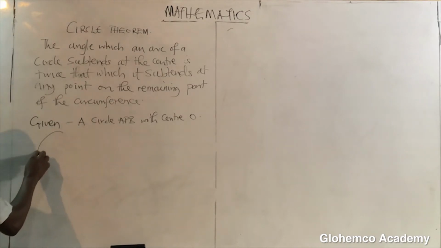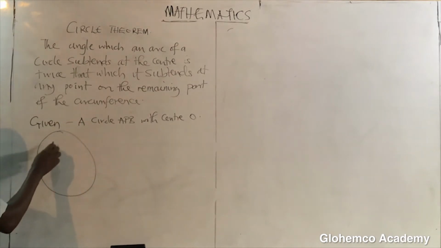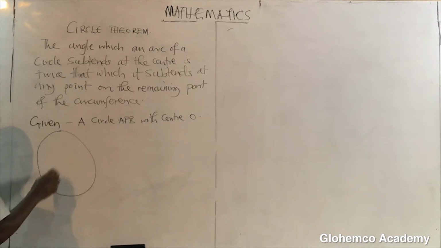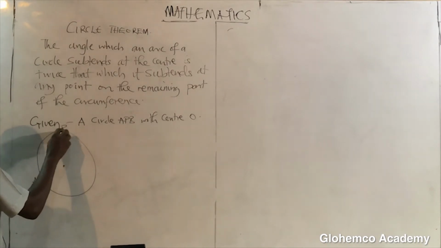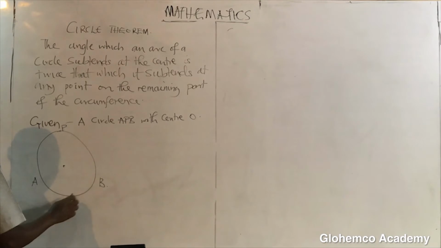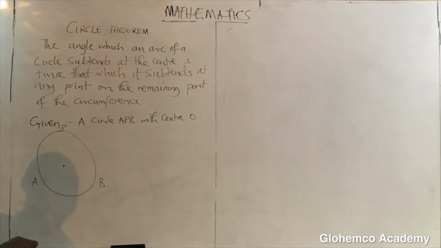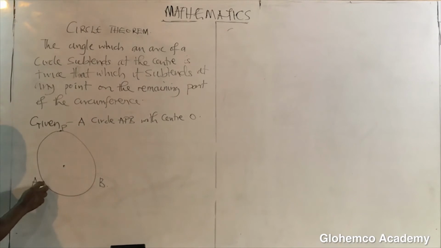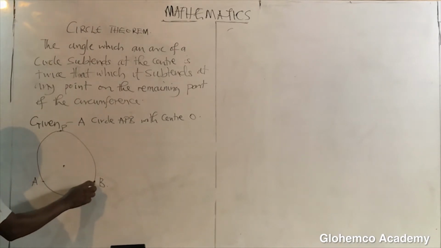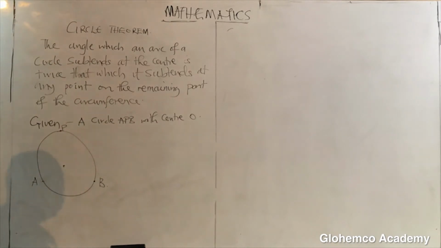We draw a circle. A circle must have a center O. We have A, this is our P, and this is our B, their respective points on the circle. This is point B. This is point A.